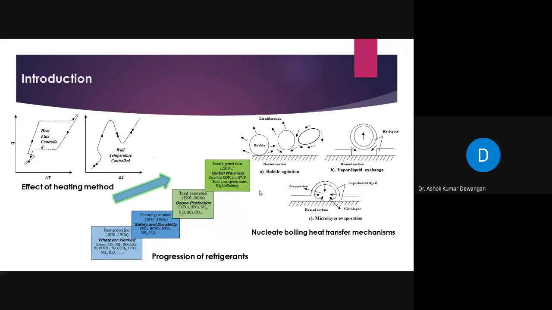And the superheated liquid is moved from the heating surface as sensible heat, influenced by the supplied heat flux. But in the case of vapor-liquid heat exchange, transient conduction occurs from the heating surface to the liquid, and a superheated liquid layer forms on the surface.